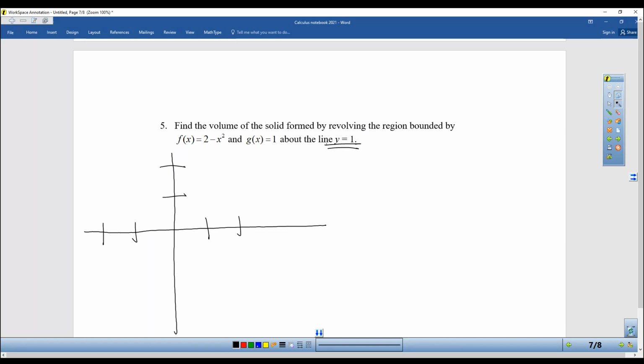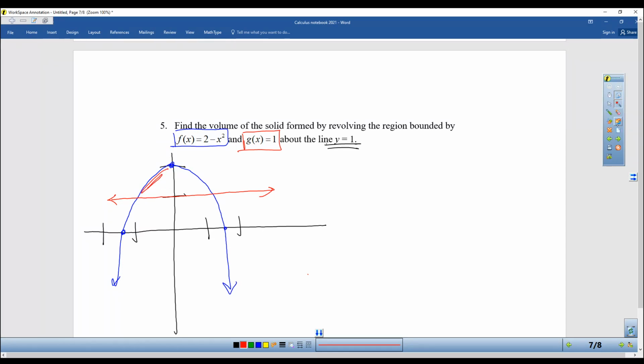So we know from last time, graphing this, that this has a height of 2. It's a downward parabola, and it crosses at 1.4, which is the square root of 2. So it looks like that. But I also want to graph the line g of x is equal to 1, which is this line right here. And I want to rotate around that line. So this is my region.